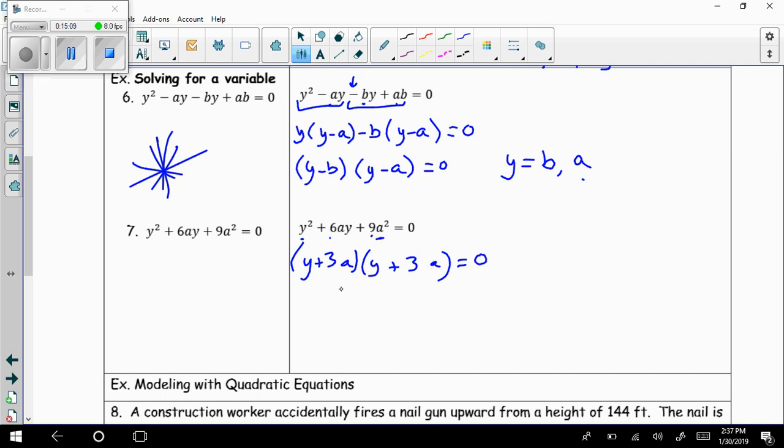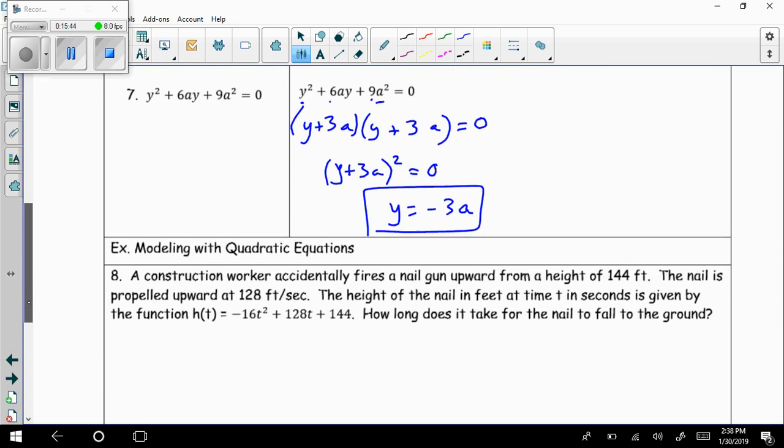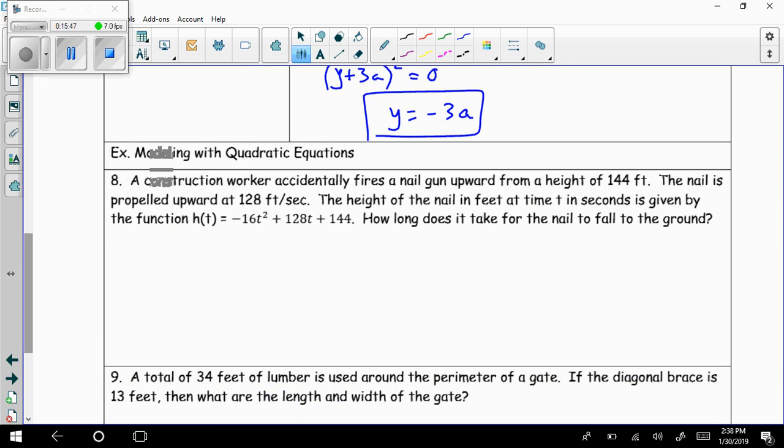So if I solve for y, when this happens, when I have y plus a value and then that same thing, I can write it as squared, right? Well, I'm only going to have one answer. So unlike number 5 up above where I had 4 answers, so I doubled my answers here, I'm cutting that in half. I have the same factor twice. Y is going to be equal to negative 3a. That's the only thing that will make this equation equal to 0. Okay. So anytime you have a perfect square trinomial, you're just going to have that single answer.